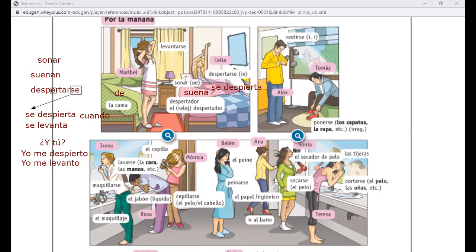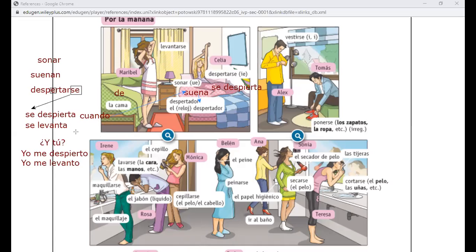¿Cuándo se despierta él? Él se despierta cuando suena el despertador. ¿Cuándo se despierta él? Él se despierta cuando suena el despertador. Muy bien.